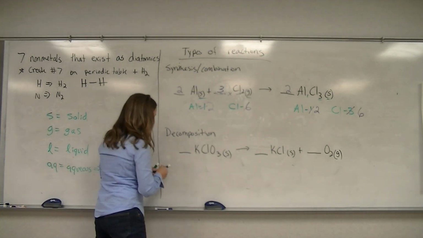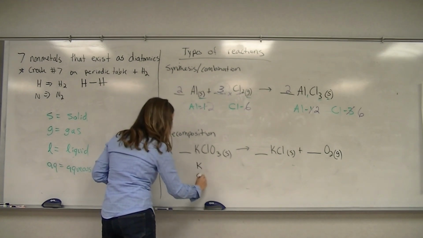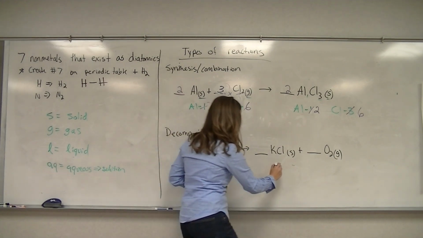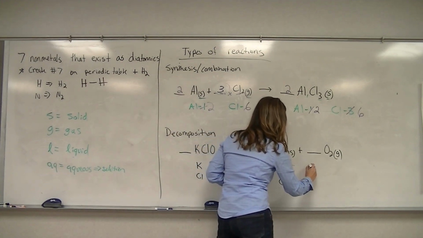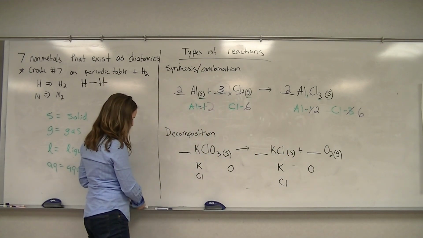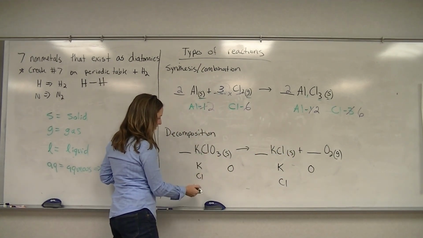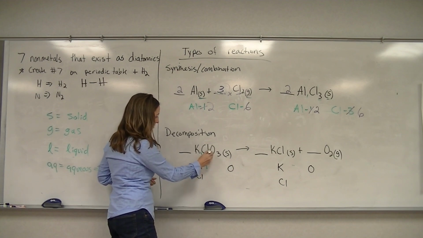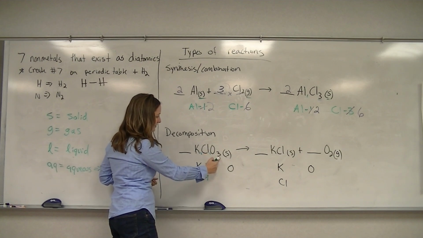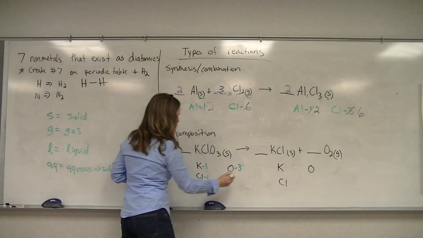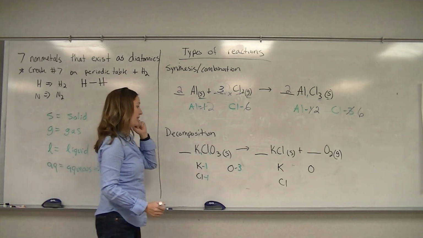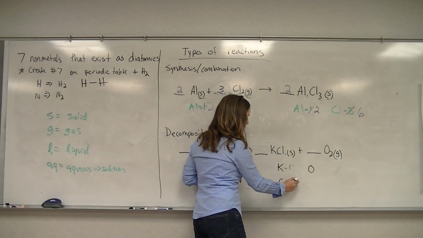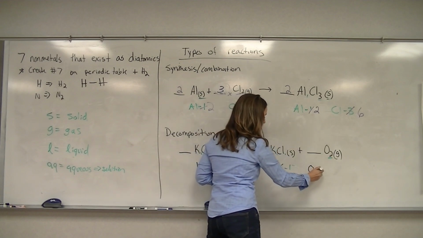Write what you got. So I have K, potassium, I have Cl, chlorine, and I have O, oxygen. Same thing over here. I have potassium, I have chlorine, I have oxygen. Now I'm going to write how many of each I have, looking at the coefficient, or sorry, the subscripts. So I have 1 potassium on the reactant side. Chlorine, also 1. Oxygen, well there's a 3 after it. Now moving over to the product side: 1 potassium, 1 chlorine, 2 oxygens.